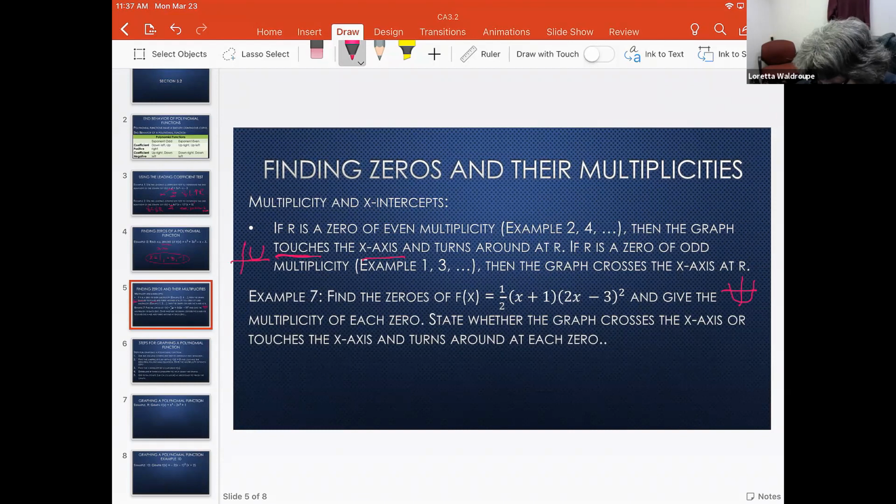Now what that tells us is, look at this one. A half, since there's no variable with it, we don't care about the half. So if x plus 1 equals 0, what does x equal? You with me? And then if 2x minus 3 equals 0, what does x equal there? This is already factored, so these are your zeros that you're finding.